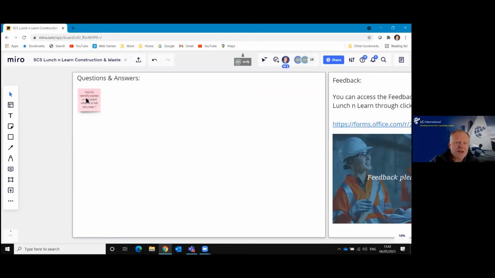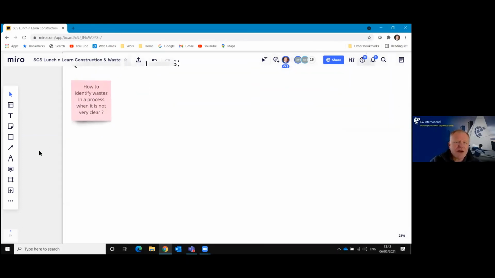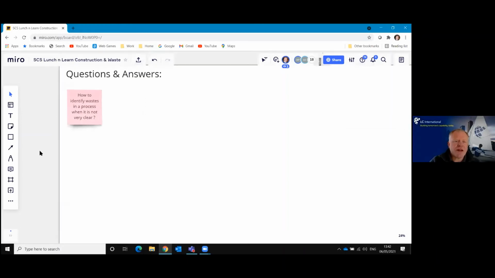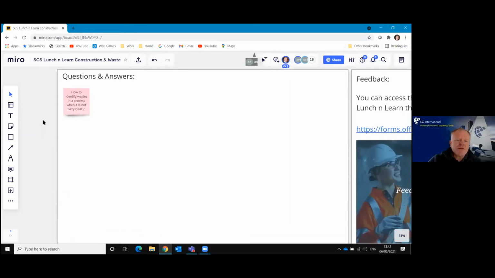So our first question there then, how to identify waste in the process is not very clear. It's a very, very good question. So the first thing I would do is within your process is write down the key steps to your process. What are the 3 or 4 things that you do that you believe will deliver that process? And then start to capture the things that take you away from that process itself.